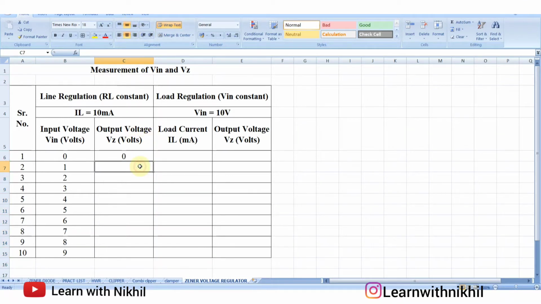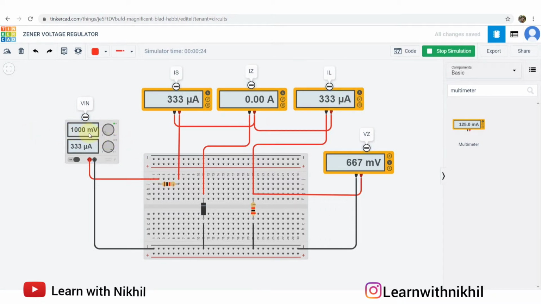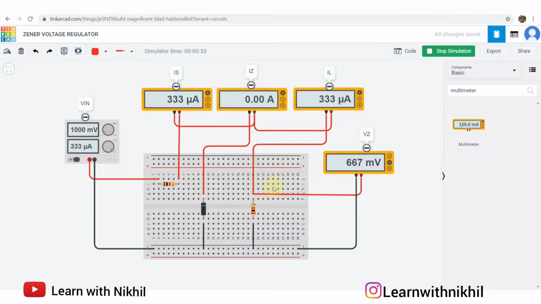Take this center. Then for 1 volt, you can vary this from this bar also, or you can write it directly here. If you click, this window will pop up. You can write 1 here. So this will be 1000 millivolts, which is 1 volt. For 1 volt, you are getting the VZ value as 667 millivolts. So this is 0.6 volts. I'll just write till 1 digit, 0.6 volts, or you can write maximum till 2 digits, but it doesn't matter, 1 digit is fine.